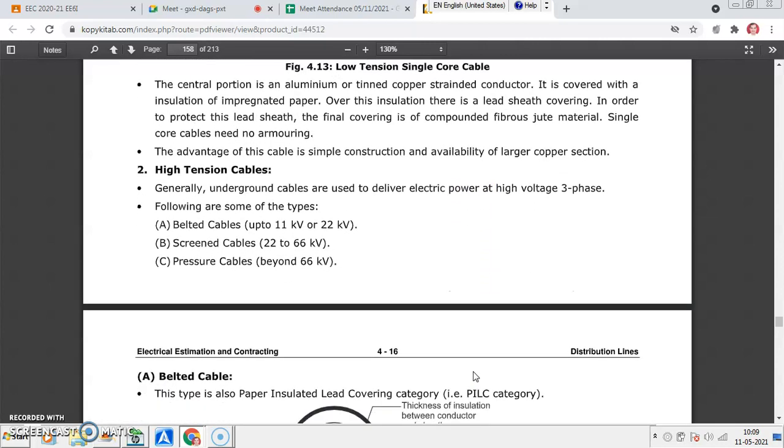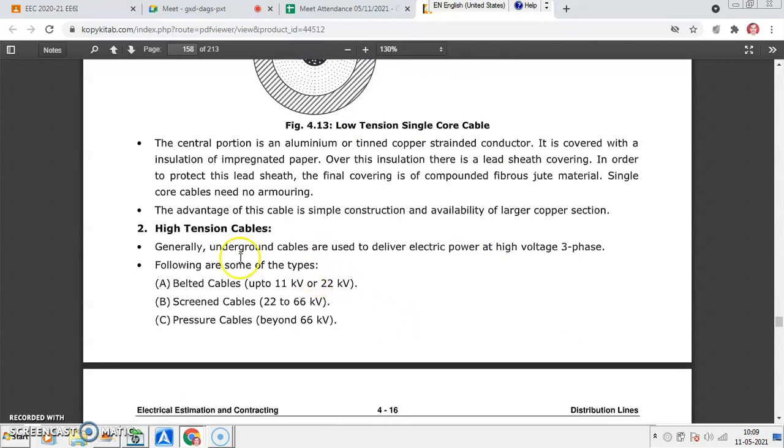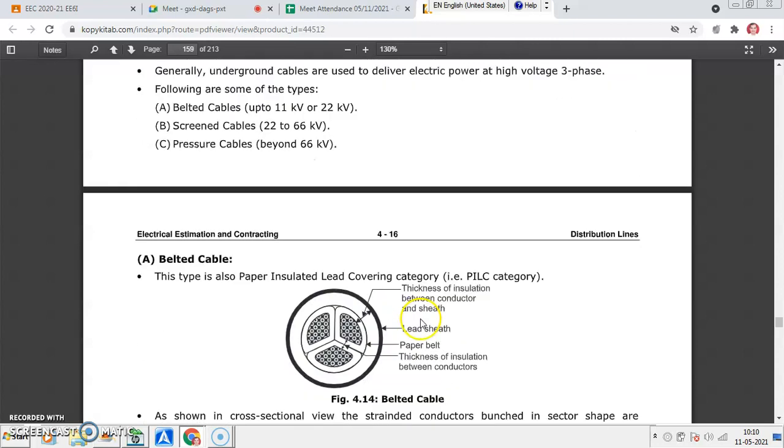Then you may have high tension cable. High tension cable we use especially for 11 kV or 22 kV. Low tension: the voltage level is a maximum of 415 volts, so we use LT cables at 415 volts. HT cables we use at 11 kV or 22 kV. We may use them for 66 kV also. Belted cables are used up to 22 kV, screened cables up to 66 kV, and beyond 66 kV you have the pressure cables. So, the construction of these HT cables.